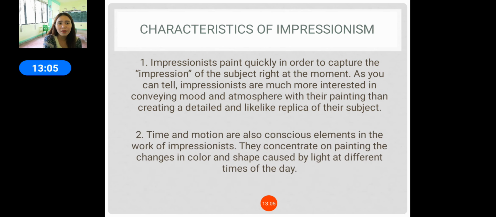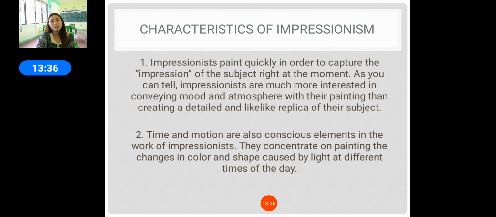Next, time and motion are also conscious elements in the work of Impressionists. They concentrate on painting the changes in color and shape caused by light at different times of the day. These are the conscious elements in the work of Impressionism: the span of time that a particular painting would be done, and also the motion or the movement of that particular subject.